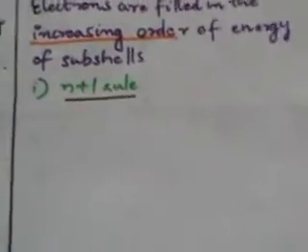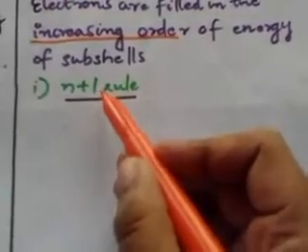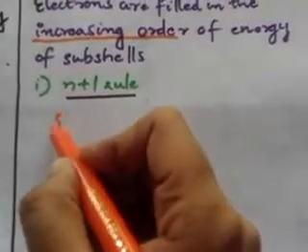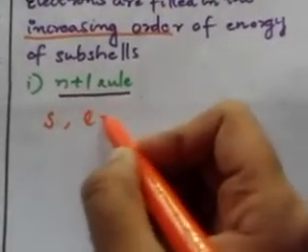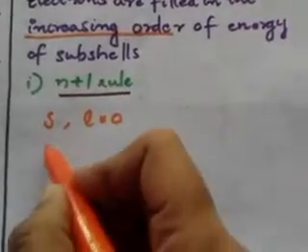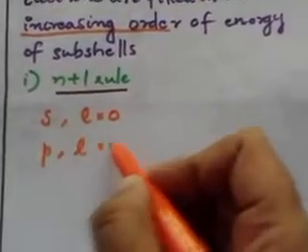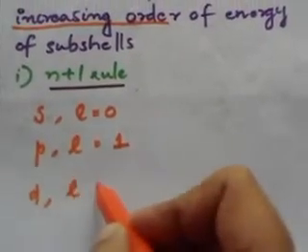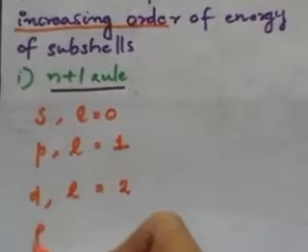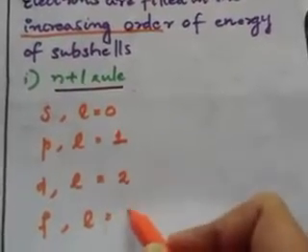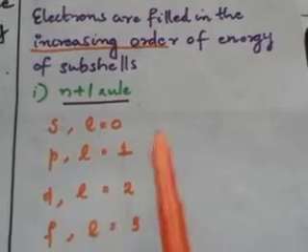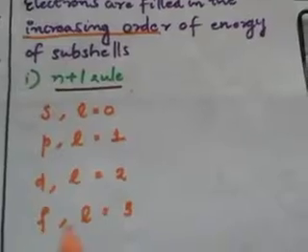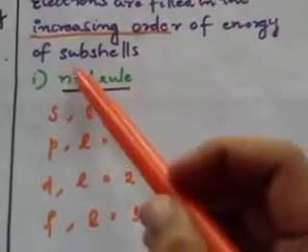Here n is the main shell number and l is the value for the subshell. For s subshell, the l value is equal to 0, and for p subshell, the l value is equal to 1. For d subshell, the l value is equal to 2, and for f subshell, the l value is equal to 3. n is the main shell.